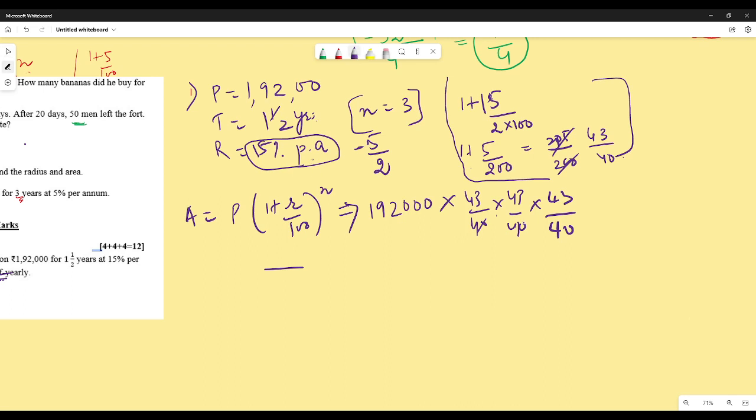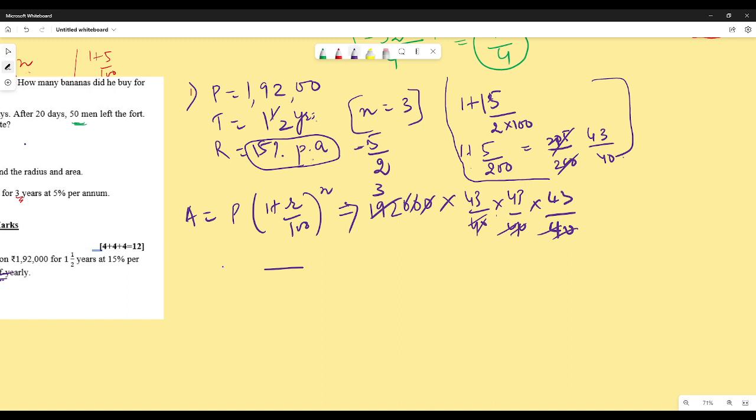Cancel out the 0 and the 0 and the 0. The 3 zeros get cancelled out over here. And 4 into 4 into 4. 4 4s are 16. 16 4s are 64. So if you know it, you would know that 64 times 3 is 192. So all that you are left to calculate is 3 into 43 into 43 into 43.